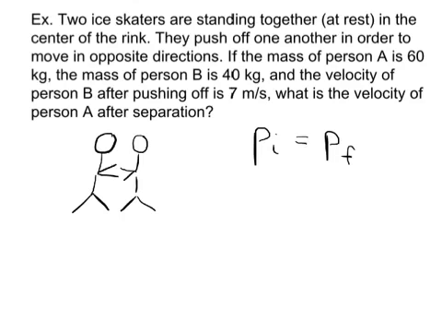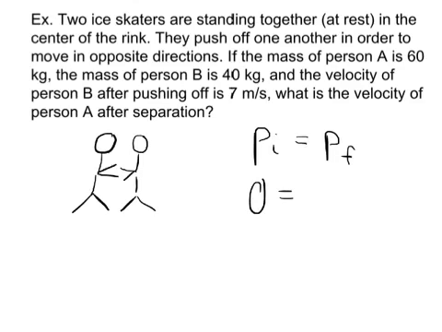Are either of these two objects moving initially? They're standing still at the center of the ice. They're not moving. So what's the initial momentum in this problem? 0. There's no need to even put a formula in here. Again, these are two objects that are standing together in the middle of the ice rink, and they are not moving. So there can't be any momentum here initially, which makes this problem a lot easier.